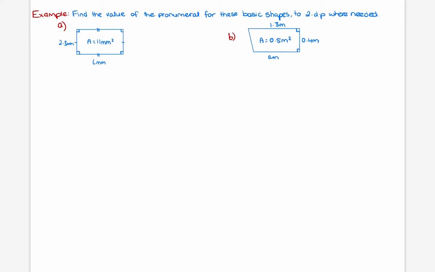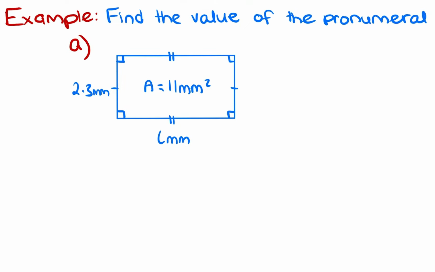So for this one here, we are finding the value of the pronumeral for these basic shapes, to decimal places where needed. What's happened with these ones is, if we look at our first one, we've got a rectangle. We've been given the area in this center part here. We've been given the length here, and actually that one will be the width since they've used L here. So we've only been given part of this.